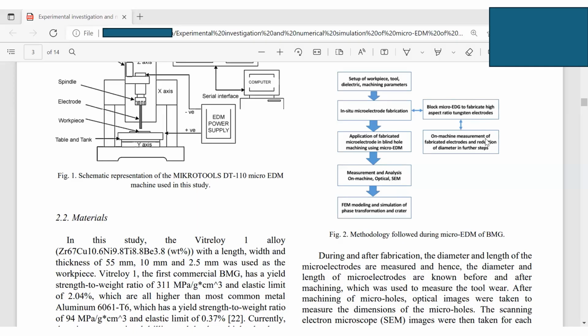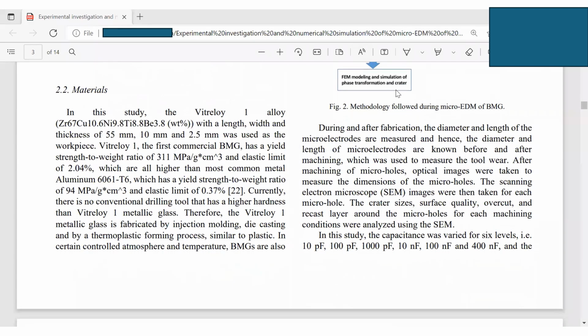Here is the machine measurement of fabricated electrodes and the reduction of diameter in further steps. You need to have the micro electrodes first. Then comes the application of the fabricated micro electrode in blind hole machining using micro EDM. By the way, we use EDM to machine blind holes, not through holes, in this research. Then measurement and analysis of the machined surface with optical microscopy and SEM. This is the characterization. Then we have modeling and simulation of phase transformation and crater. This is the methodology we use in our research.